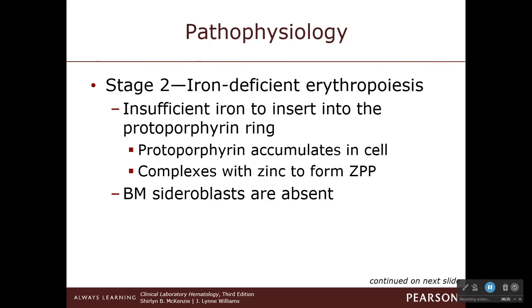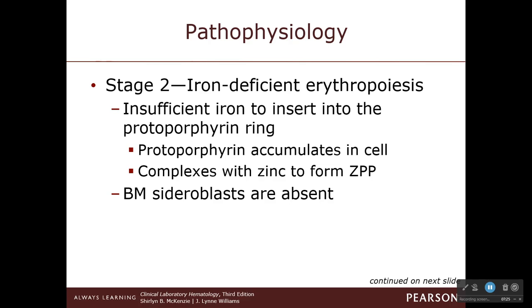In stage 2, we get iron deficient erythropoiesis. So what does that mean? That means our red blood cells don't have iron in them. We're making red blood cells without iron, so there's insufficient iron to insert into the protoporphyrin ring. A lot of times, like we said the other day, this is where zinc comes into play. It is known as competitive inhibition. If zinc or iron is present, they're going to compete for that spot in the protoporphyrin ring. So if you have depleted iron levels, of course the zinc is going to be there.